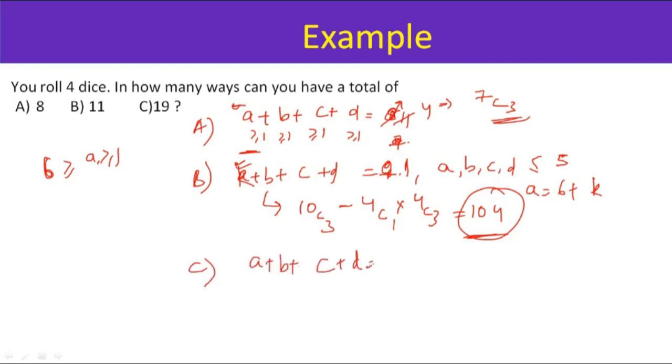Sir, in the B part, we made it A plus B plus C plus D equal to 7, after considering that each will be greater than equal to 1. Correct. Sir, the A that you wrote, A is equal to 6 plus K, shouldn't it be 5 plus K? No, 5 is allowed, right? Yes, up to 5 is allowed. I am subtracting, so in subtracting I will consider the cases where A is greater than equals to 6, because up to 5 it is allowed. Understood, sir.